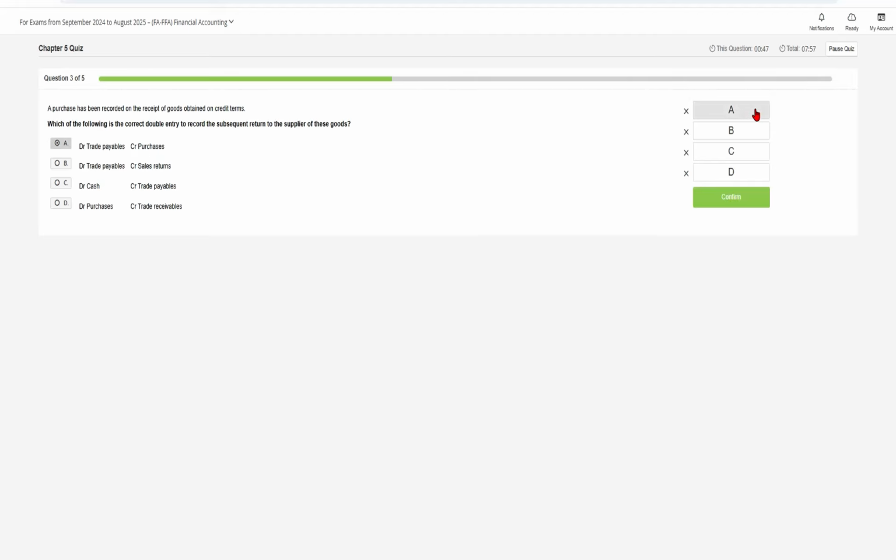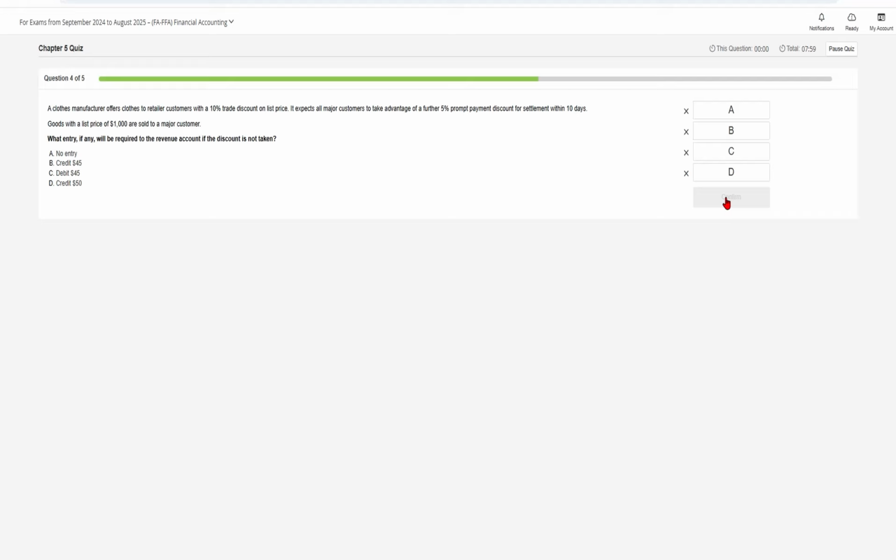So A is correct one. Then next, a clothes manufacturer offers clothes to the retail customer with a 10% trade discount on the list price. It expects that major customer to take advantage of a further 5% discount for settlement within 10 days. Goods with the list price of 1,000 are sold to a major customer. What entry, if any, will be required to the revenue account if the discount is not taken?